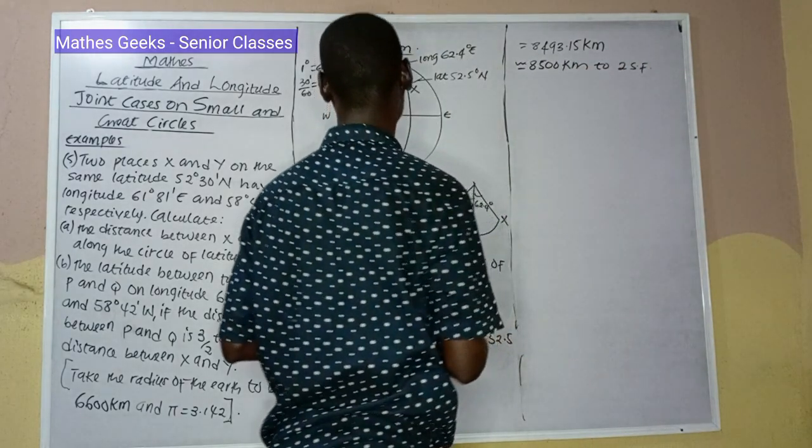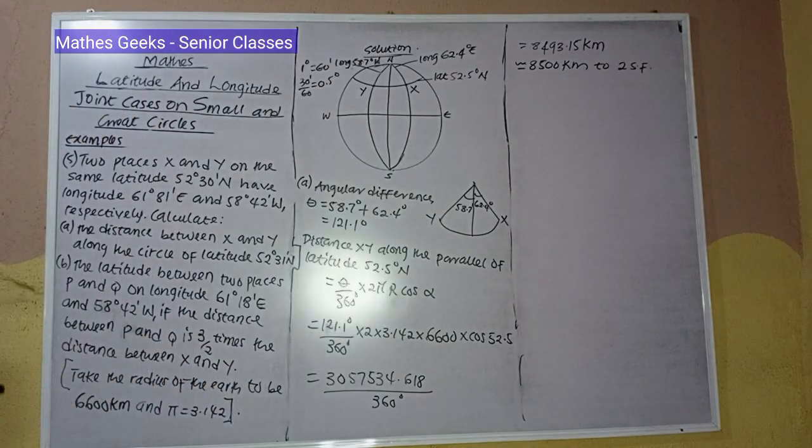So that's A. Now B says the latitude between two places P and Q on longitude 61 degrees 18 minutes east and 58 degrees 42 minutes west. If the distance between P and Q is 3 over 2 times the distance between X and Y, take the radius of the Earth to be 6,600 kilometers and pi 3.142.